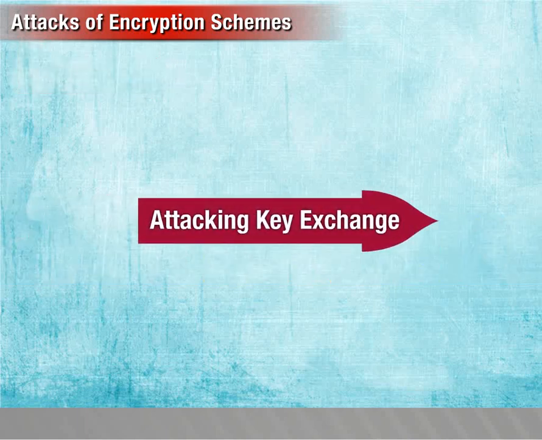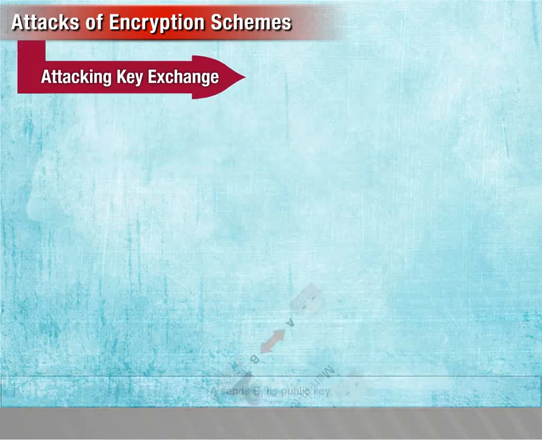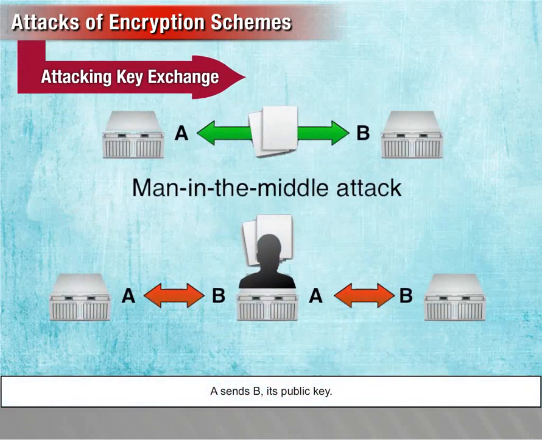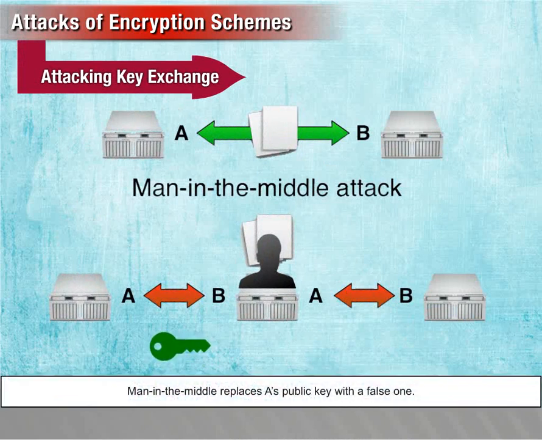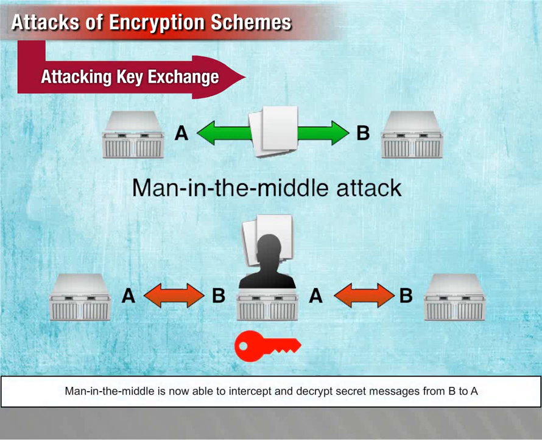Attacking key exchange. A sends B its public key. Man in the middle replaces A's public key with a false one. Man in the middle is now able to intercept and decrypt secret messages from B to A.